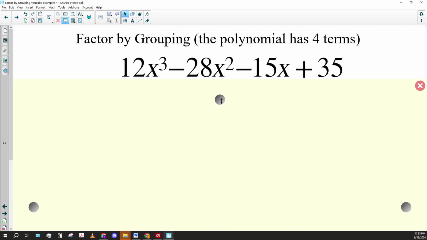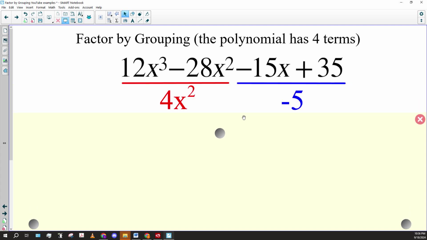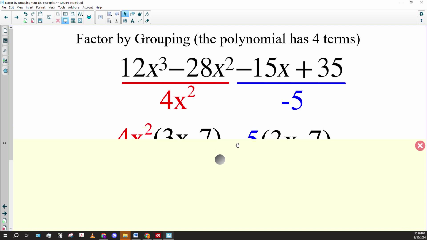Let's try one more. Again, we have four terms, so I'm thinking factor by grouping. I'm going to group the first two together and the last two terms together. But I want you to notice this third term. If you always do the first two and the last two, if this third term is negative, you're going to want to factor out a negative GCF out of these two in the back. So 12 and 28, there you have a GCF of 4 and some x's, x squared. And over here, 15 and 35 is 5. But again, I'm going to do a negative 5 because that's a minus sign on the third term. And you'll see why this is important in just a few moments.